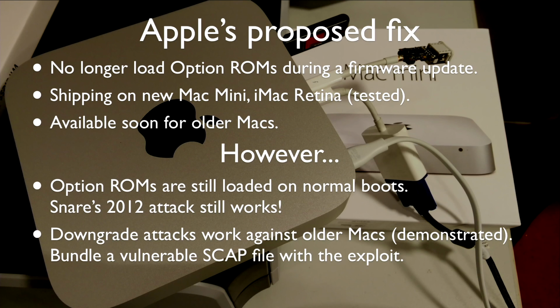However, they're still loading option ROMs on normal boots. Snare's attack from 2012 still works. You can still get backdoored via the OS X kernel. It's also possible on the older machines to do a downgrade attack, that you can downgrade to an older, vulnerable version of the firmware and then attack it that way. And Thunderstrike V2 could use the Dark Jedi sleep attack, which you may have heard of.